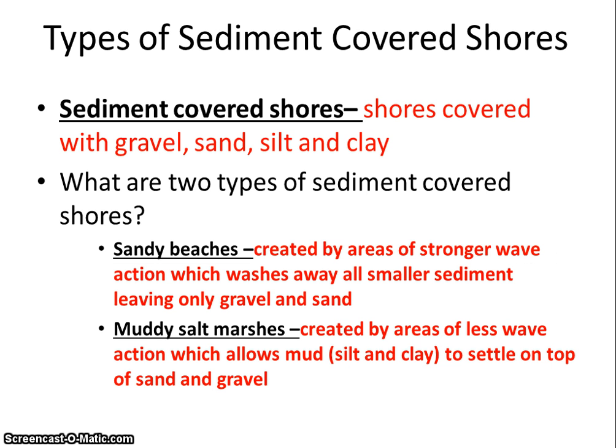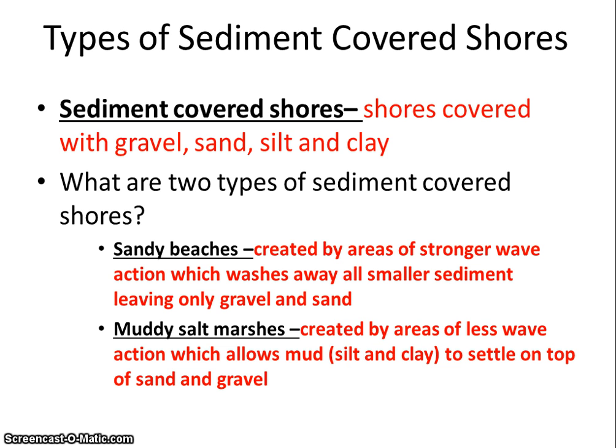So let's begin. Like I said, a sediment-covered shore is a shore that's covered with gravel, sand, silt, or clay. Sandy beaches and muddy salt marshes are the two types of sediment-covered shores. The big difference between them, aside from the fact that one's covered with sand and the other is covered with mud, is why. Areas with very strong wave energy, in other words, lots of tidal energy, tend to be sandy beaches, whereas areas with less wave energy tend to be muddy salt marshes.